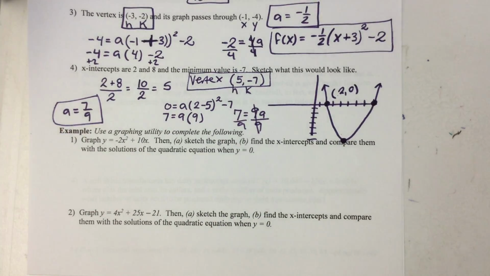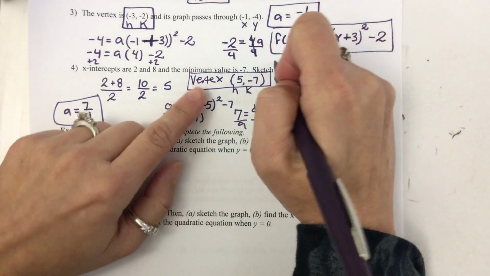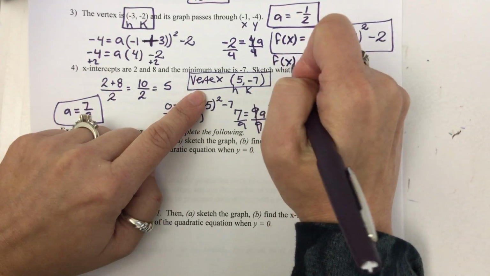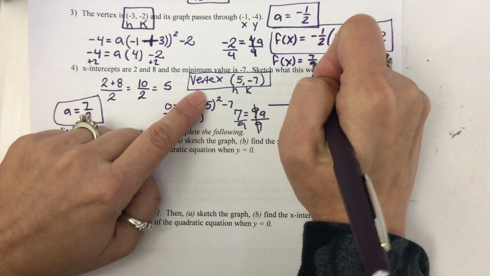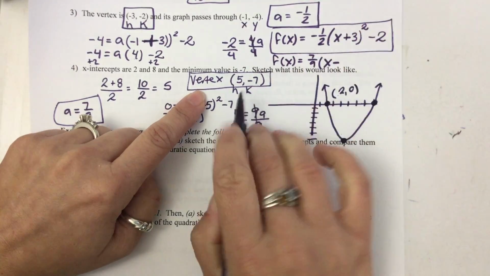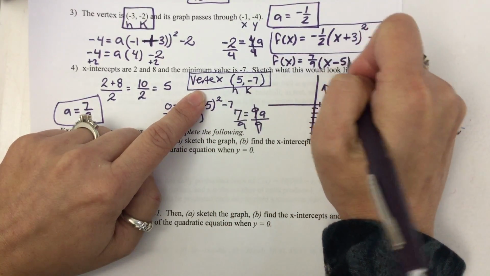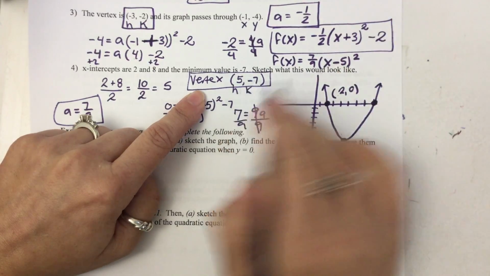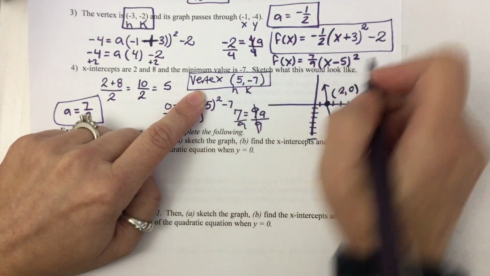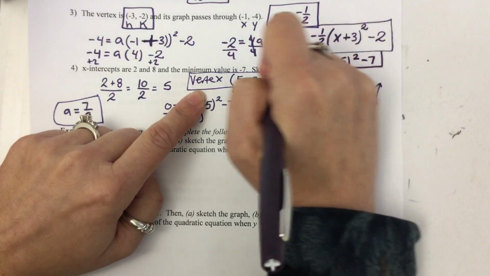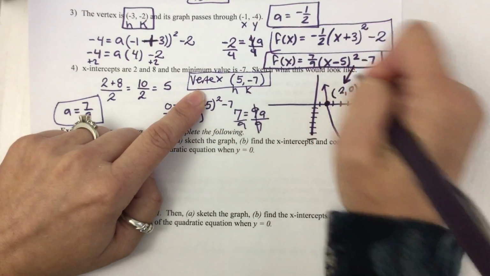So just some random transformation things. Our equation: f of x equals a, positive 7/9, times x minus the x value from the vertex, quantity squared, plus k, which is the y value for the vertex. So there would be my equation for this graph.